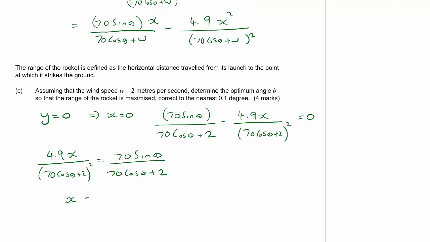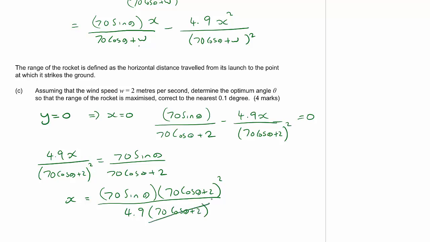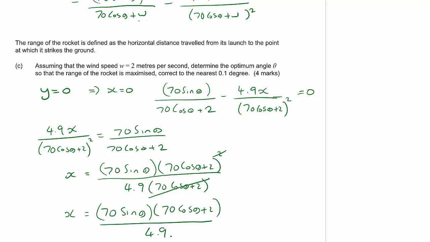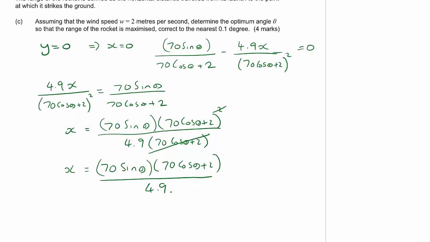So that gives me that x is equal to 70 sine theta, 70 cos theta plus 2 squared over 4.9, 70 cos theta plus 2. And one of those will cancel with one of those. So x is going to be 70 sine theta times 70 cos theta plus 2 over 4.9. So we actually want to find the maximum of that.